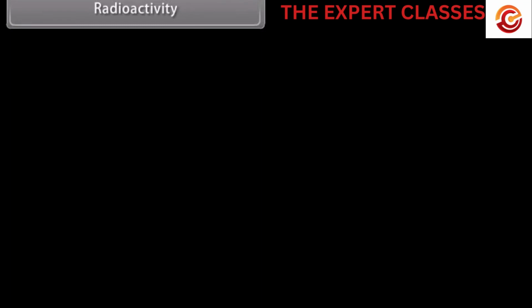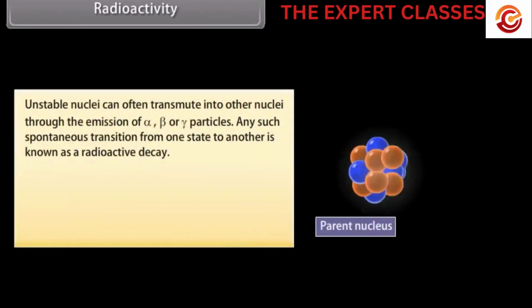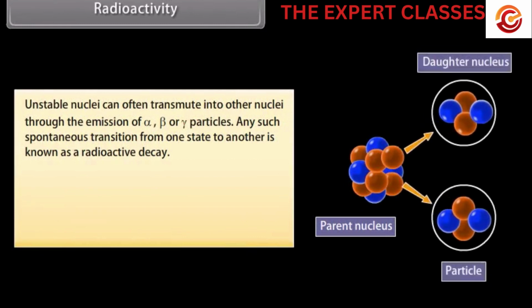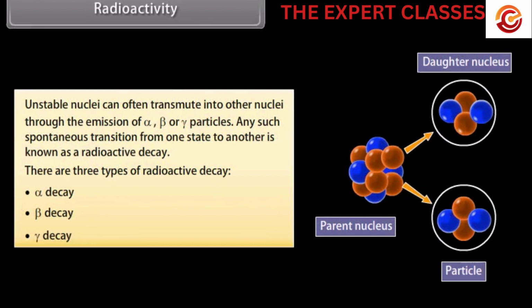Radioactivity. Unstable nuclei can often transmute into other nuclei through the emission of alpha, beta, or gamma particles. Any such spontaneous transition from one state to another is known as a radioactive decay. There are three types of radioactive decay: alpha decay, beta decay, and gamma decay.